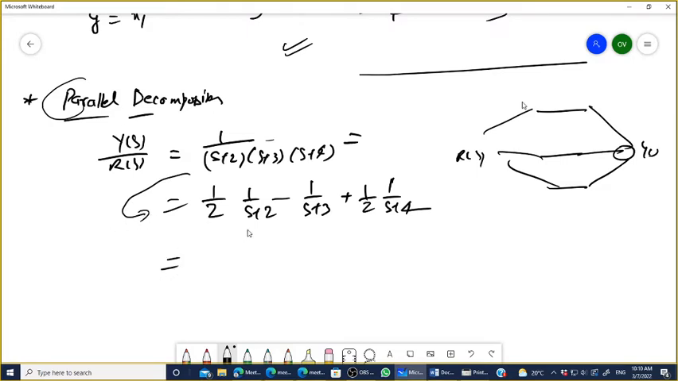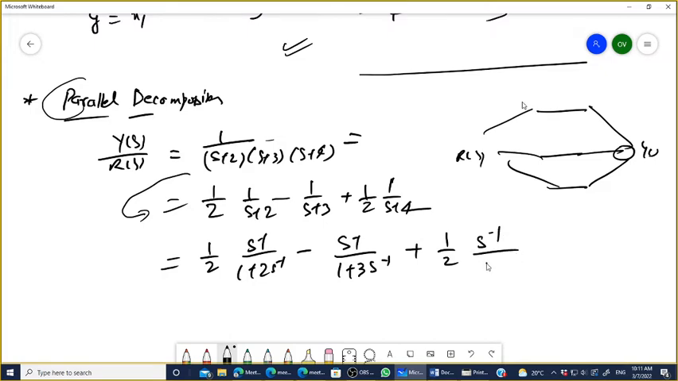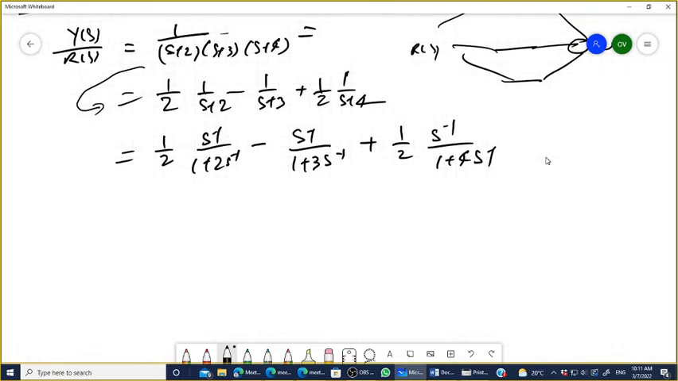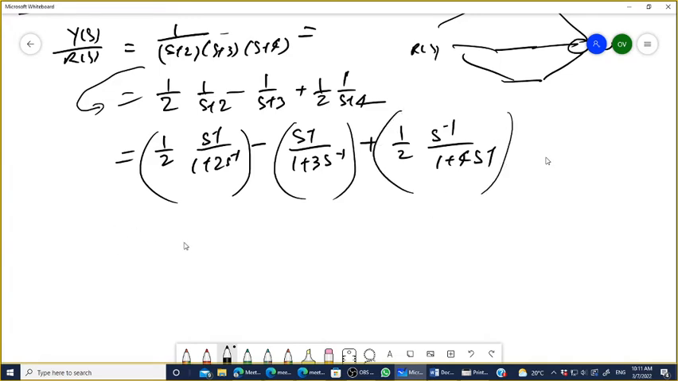Then you need the s inverse type of function. Same: (1/2) s inverse/(1+2s inverse), minus s inverse/(1+3s inverse), plus (1/2) s inverse/(1+4s inverse). You can write it, yes or no? Now what to do simply: this is the addition, this is to be added with this function, this is added with this function. You add all the things.